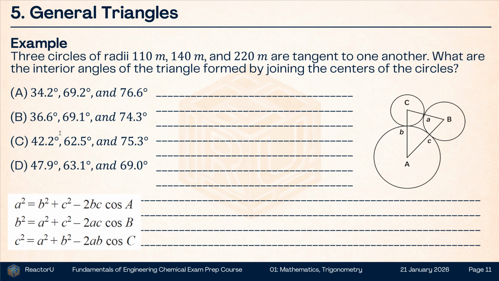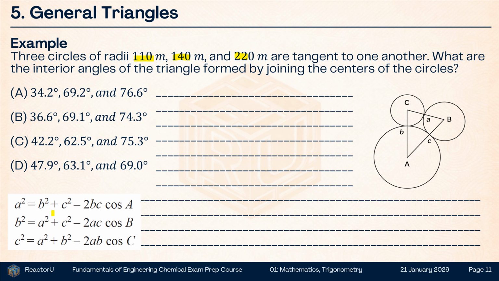Now let's move into this question here. Three circles, as shown here, of radii, this one and this one and this one, are tangent to one another. As you can see, the figure shows you what it means. What are the interior angles of the triangle formed by joining the centers? So we want the angles A, B, and C.